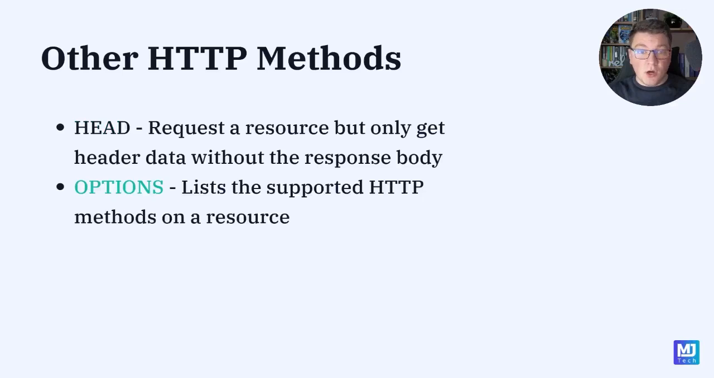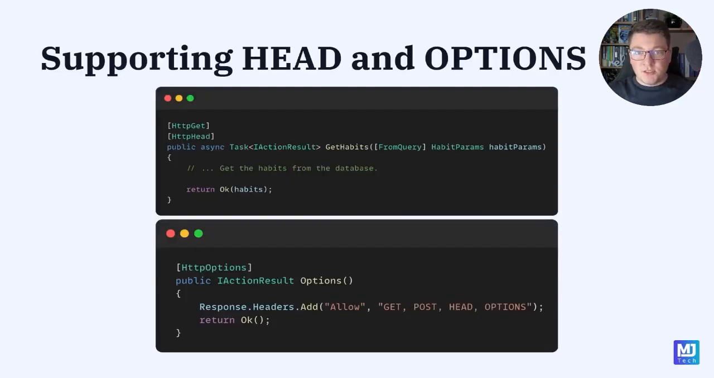We also have the options HTTP method, which simply lists the supported set of HTTP methods on a given resource. This can be useful for discoverability when you want to check which HTTP methods are supported for a given resource. If you want to implement head and options inside of your ASP.NET Core applications, this is relatively simple. For implementing head, it's enough to decorate your get endpoints with the HTTP head attribute. This will allow head requests to reach your controller without transmitting the response body back to the client.